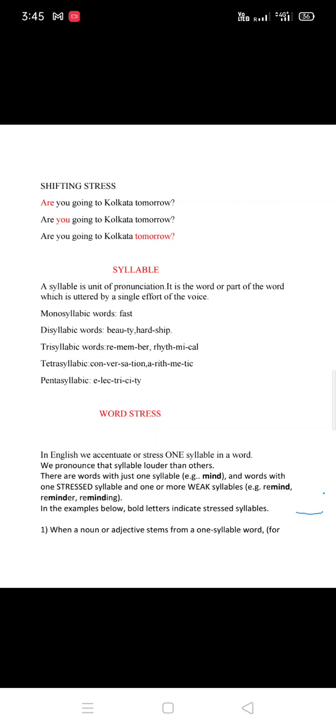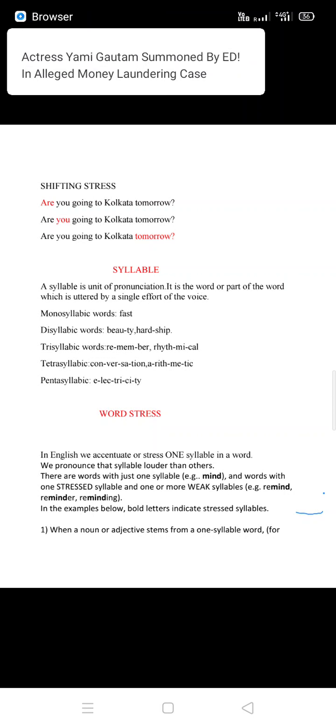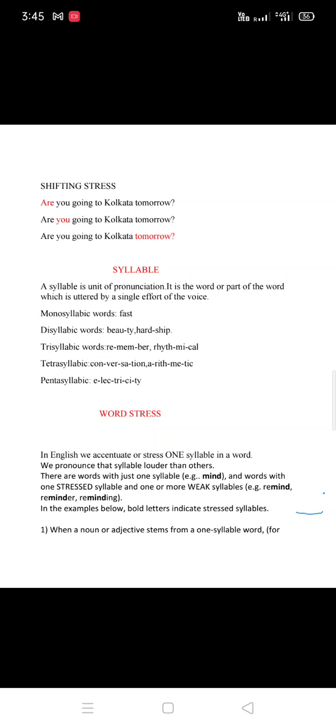In the third sentence, time is most important. I want to know whether you are going to Kolkata tomorrow or next day or some other day. Right? So that's why I am giving stress on tomorrow. Are you going to Kolkata tomorrow? Okay. So this is shifting stress. Stress can be shifted.